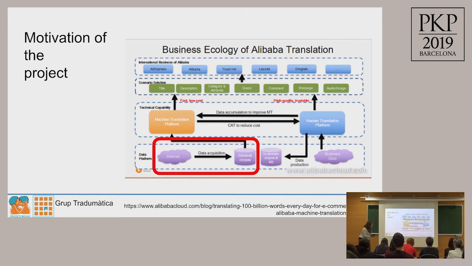why do I say that machine translation needs data? This is the business ecology of Alibaba translation. Alibaba is like Amazon, but in Asia, and they publish this kind of infographic. Google and Microsoft usually don't publish this kind of infographic, so I took the one from Alibaba, but their workflow would be more or less the same. Everything starts with data.